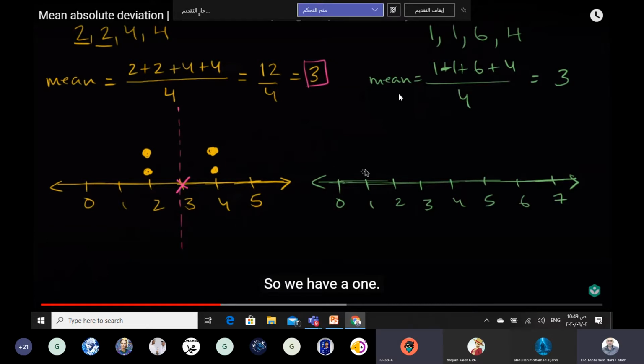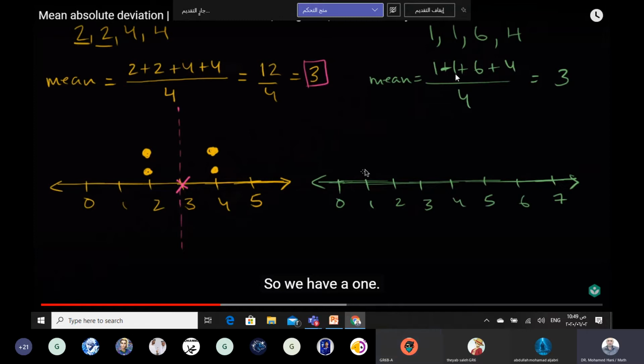When you want to find the mean, you have a rule. Remember always the rule. The rule said, take all numbers inside the data and find the sum of these numbers. Add all these numbers: 1 plus 1 plus 6 plus 4. Then divide by the amount of the numbers. How many numbers do you have inside the data? We have 1, 2, 3, 4 numbers. So divide by 4.